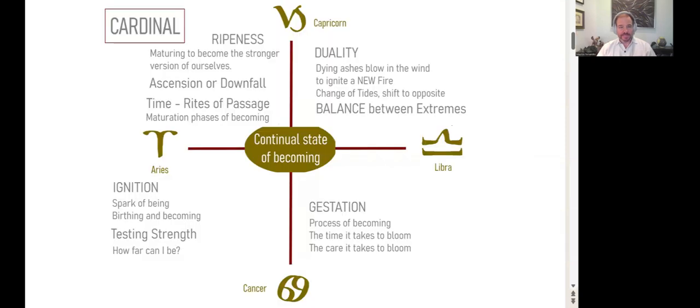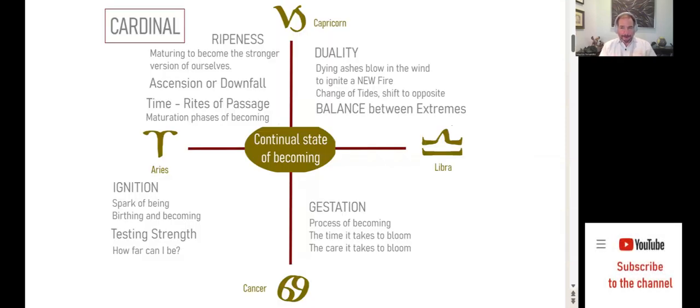Cardinal signs. So the cardinal signs represent a continual state of becoming, which basically means that they are immediately related to our sense of identity. And if you're in a continual state of becoming, naturally, when you have a lot of cardinal energy in your chart, you will have several cyclical new beginnings.